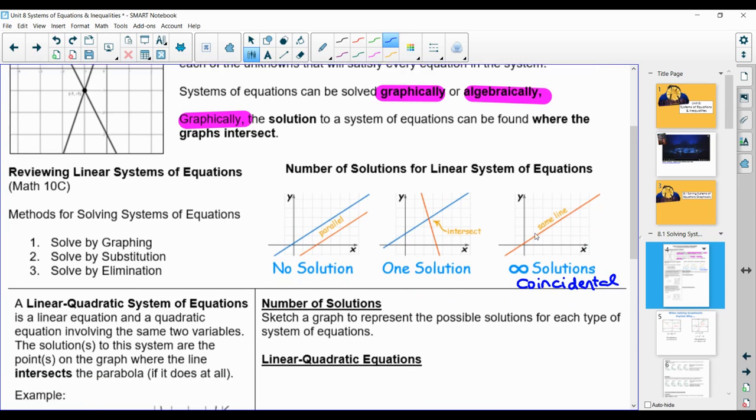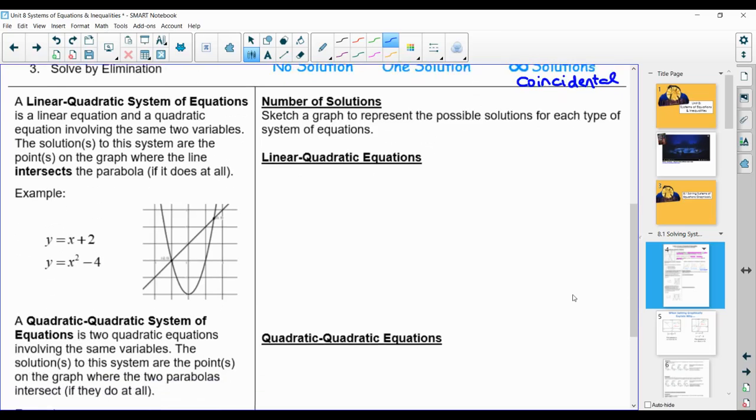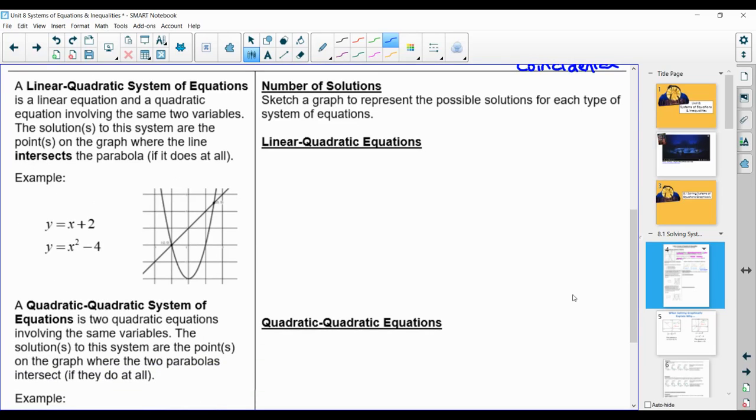Now, taking a look at grade 11, we're going to be looking at both linear quadratic systems and quadratic-quadratic systems. The methods are going to be exactly the same as the ones that we did in grade 10. They're just going to be different functions. So starting off here, a linear quadratic system of equations is a linear equation, so a line, and a quadratic equation, so a parabola, involving the same two variables. The solutions to the system are going to be the points where they intersect.